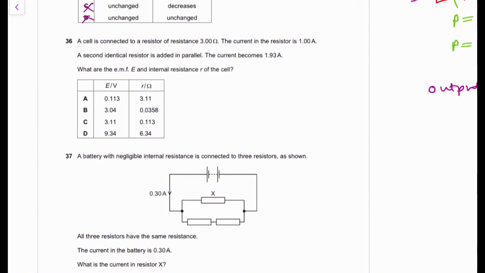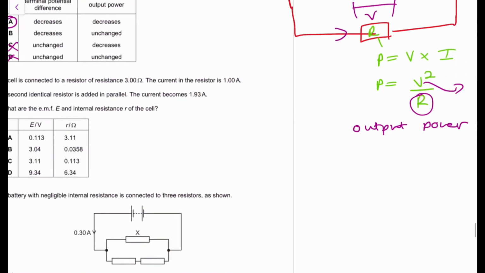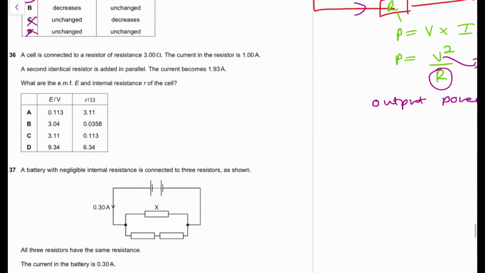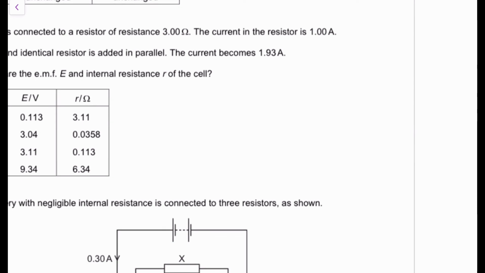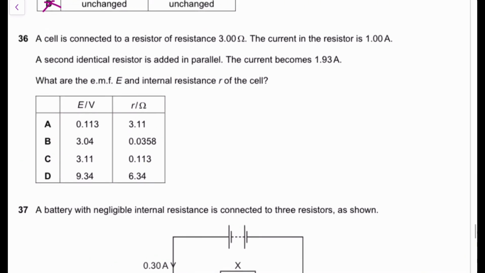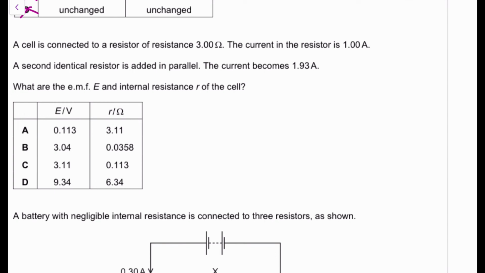A cell is connected to a resistor of resistance 3. The current in the resistor is 1. A second identical resistor is added in parallel, and the current becomes 1.93. What are the EMF E and the internal resistance R of the cell? So what are we going to do here, guys, is we're going to draw an illustration of this whole question. Okay, so let's start. We're given a cell connected to a resistor of resistance 3.